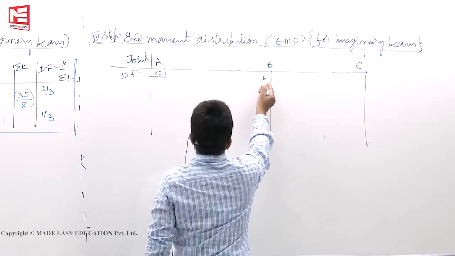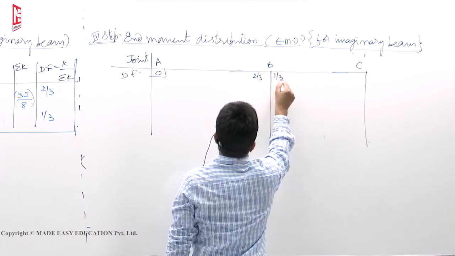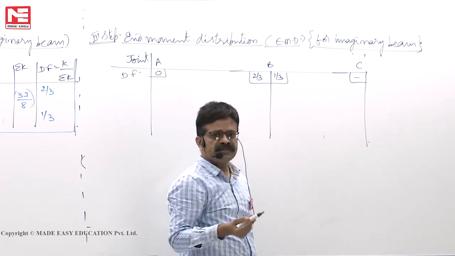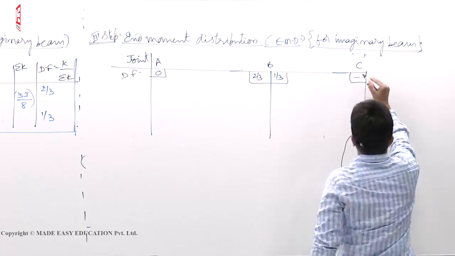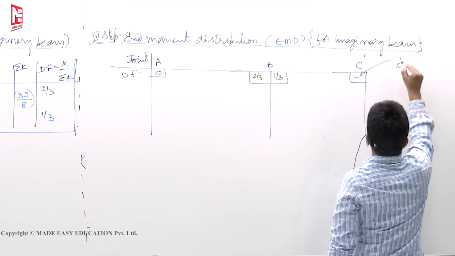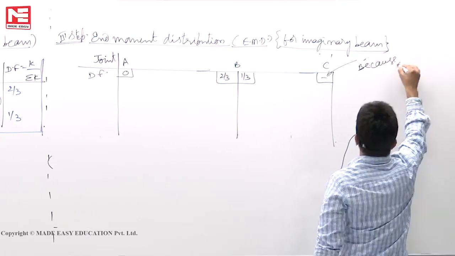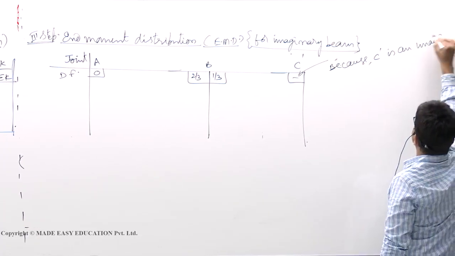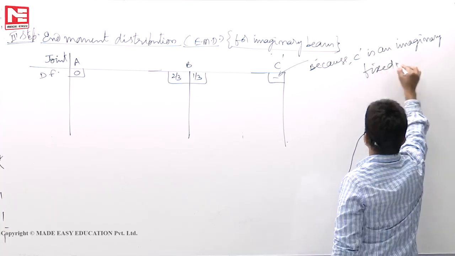So here it is 0, BA it is 2 by 3, BC dash 1 by 3. At C dash it is only an imaginary support. So we don't have to write anything here. Why we didn't write is because C dash is an imaginary fixed support.